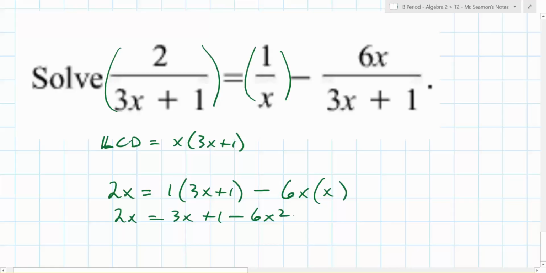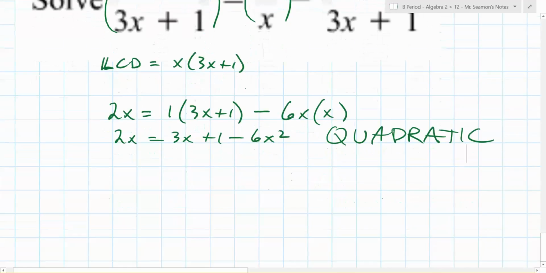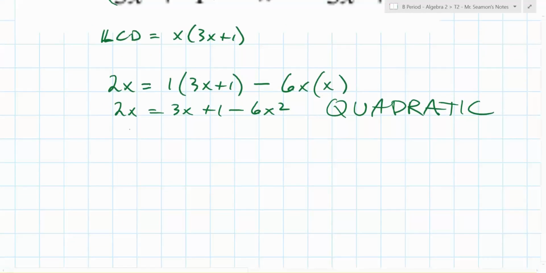What type of equation is this? Quadratic. What's the first step? Set it to 0. So let's simplify a little bit. 0 is going to be x plus 1 minus 6x squared. I subtracted 2x from both sides. Is that the proper order of the terms, though? No. I like writing it as negative 6x squared plus x plus 1 is equal to 0.